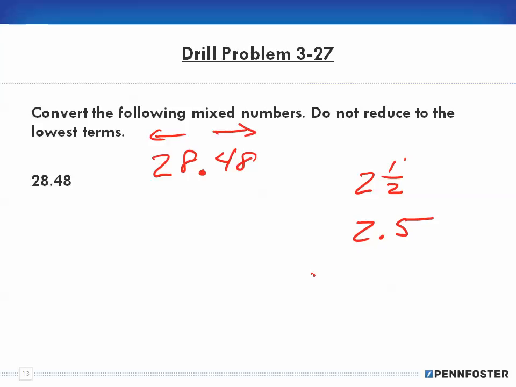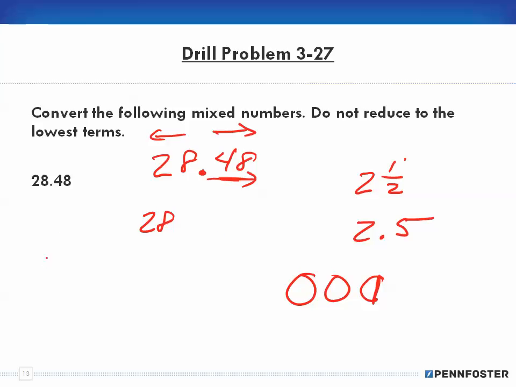Well, what this means is that I have two whole things, and then I have a half of something else. So think of it, I have 2 apples and somebody cut an apple in half, right? So that's the representation. So when I'm looking at a mixed number like this, I'm going to keep my 28 whole numbers, and what I need to do is convert this decimal portion, the 0.48, into a fraction.